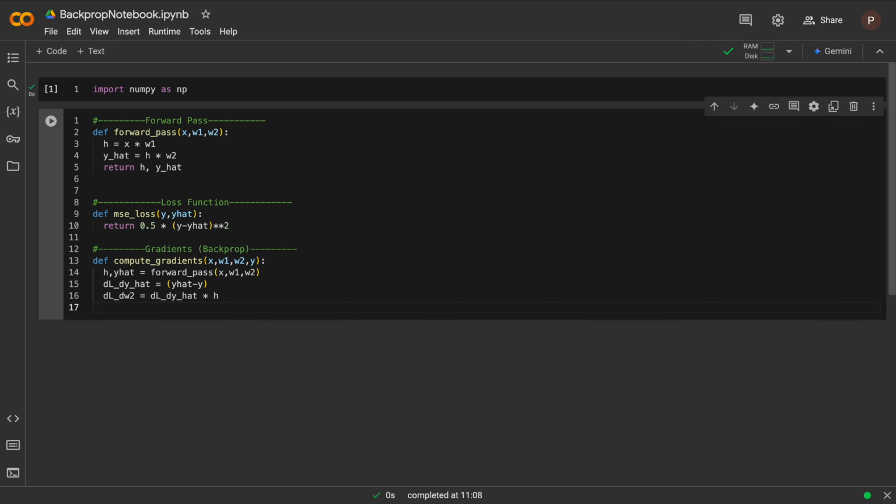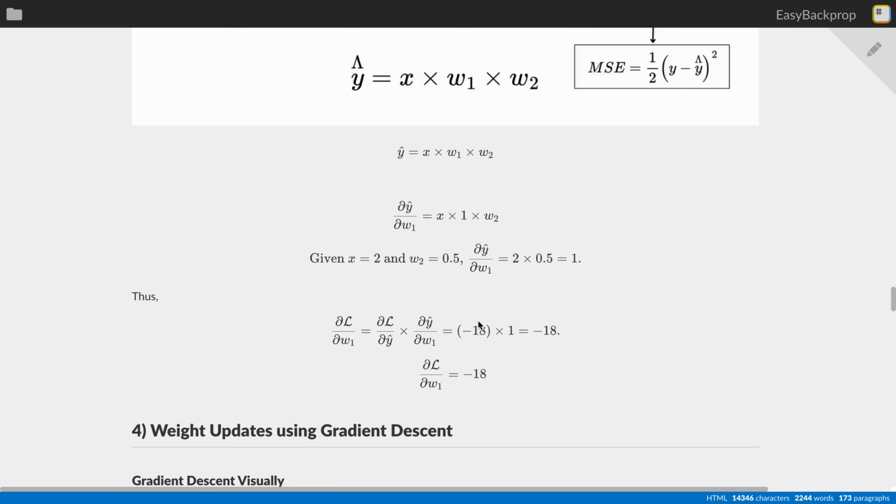And then the next thing we have to do is the dl_dw1, which is going to be equal to dl_dy_hat multiplied by, and this is going to be equal to x times w2. Let's make this nicer, x times w2. So what happens over here? Well, this is the partial derivative of the loss with respect to w1. And we're just implementing this chain rule again for w1.